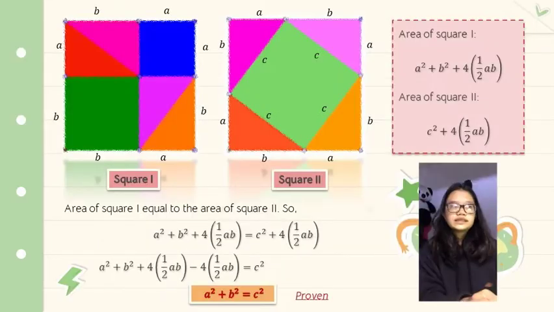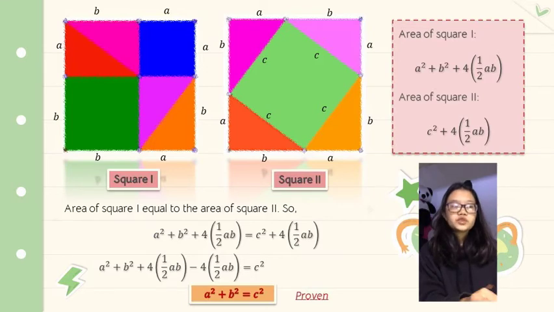The second way is Pythagoras's proof. In this way, we need two squares to prove the Pythagorean theorem. The first square with side a plus b contains 6 parts. They are: first, a square with side a; second, a square with side b; and 4 congruent triangles with base a and height b.